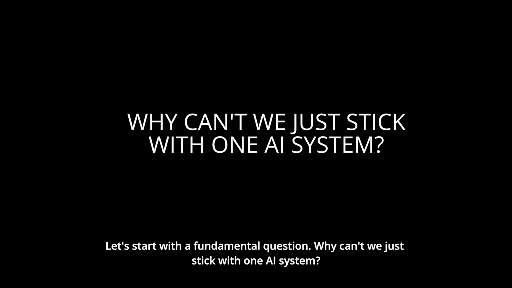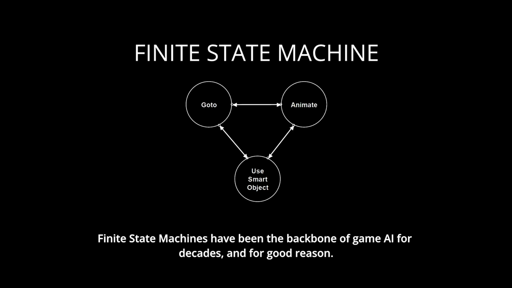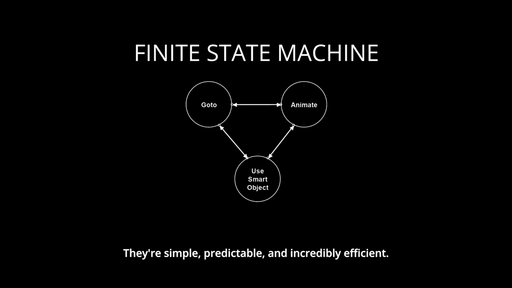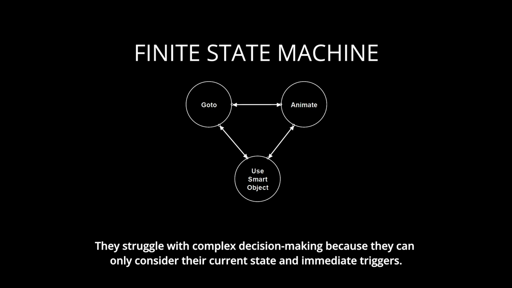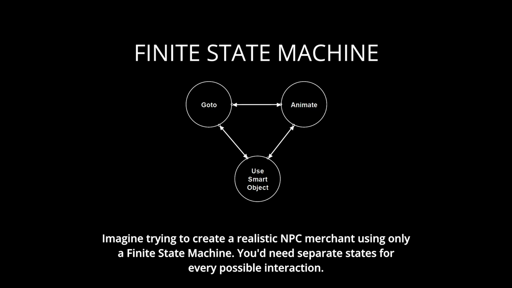Let's start with a fundamental question. Why can't we just stick with one AI system? Finite state machines have been the backbone of game AI for decades, and for good reason. They're simple, predictable, and incredibly efficient. But here's the problem. Finite state machines are inherently rigid. They struggle with complex decision making because they can only consider their current state and immediate triggers. Imagine trying to create a realistic NPC merchant using only a finite state machine. You'd need separate states for every possible interaction.